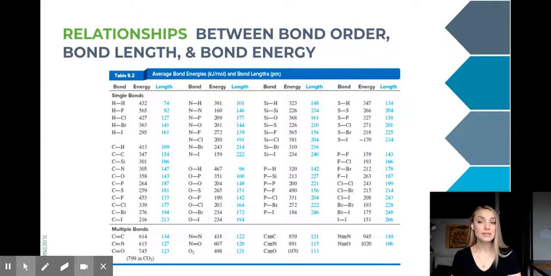A lot of these trends, if you look at a periodic table, follow a lot of other periodic trends with things like atomic size and electronegativity, which we'll talk about next. So if you look at a periodic table, you can see a lot of the reasoning for the different trends that we're able to see in this table.